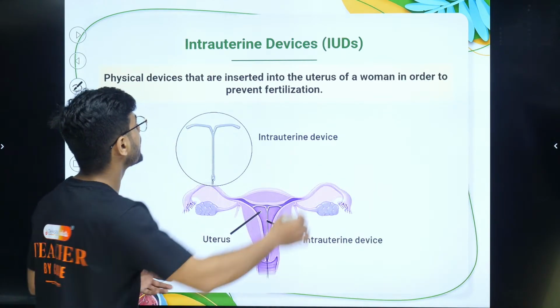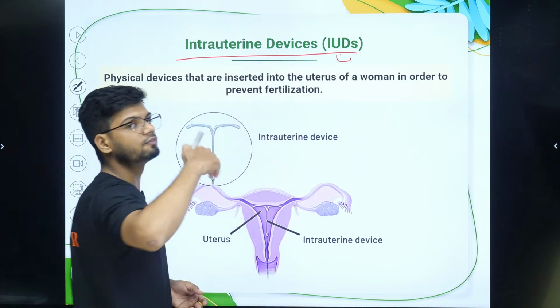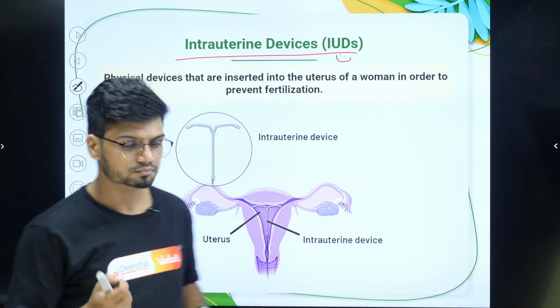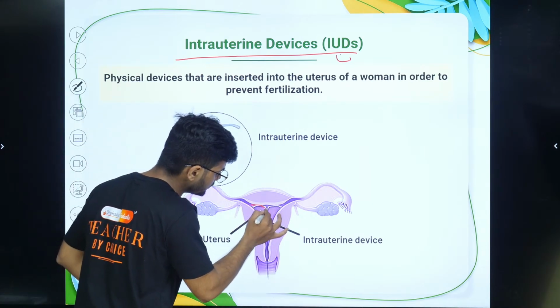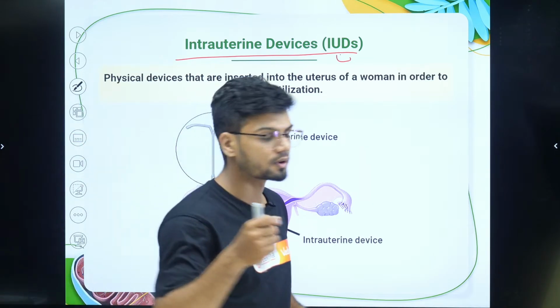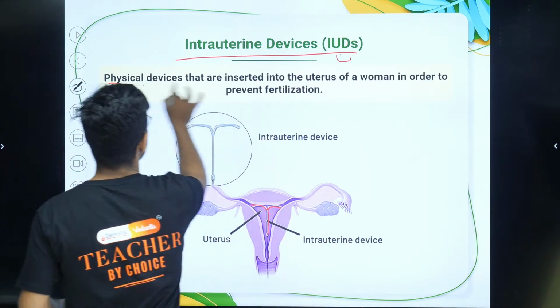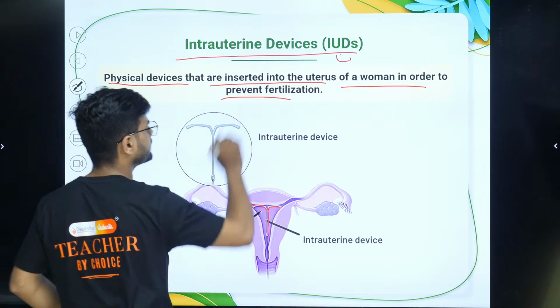Then we have IUDs. Very important, because this is the most preferred method in India. IUD is an intrauterine device. It is a device which is inserted inside the uterus. These are physical devices that are inserted into the uterus of a womb in order to prevent fertilization.